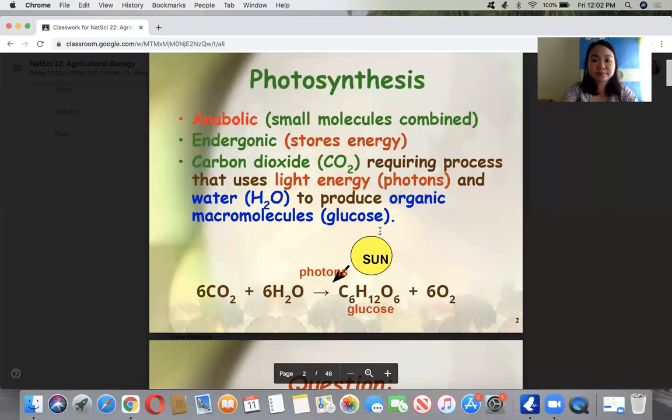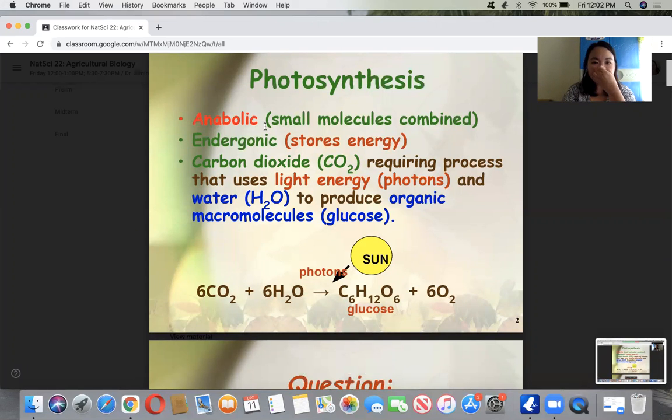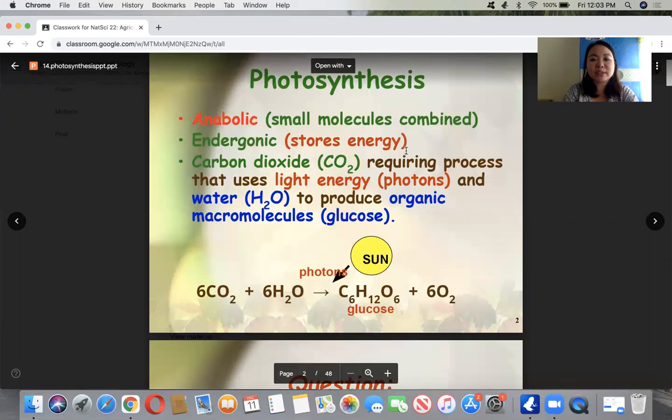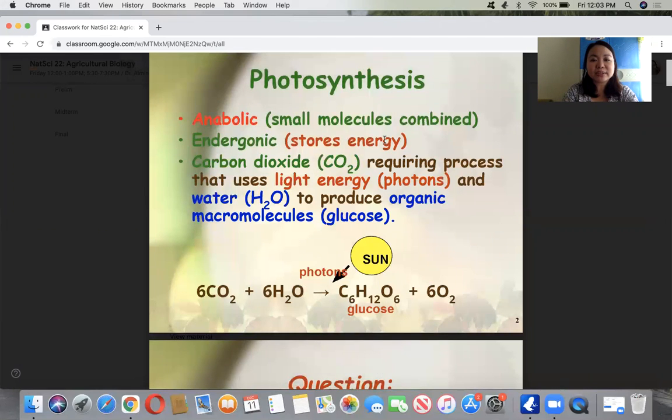I know you are very familiar with what photosynthesis is. It actually involves anabolic, or small molecules combination, and endergonic, or storing energy, and carbon dioxide, CO2, requiring process that uses light energy, photons, and water to produce organic molecules or glucose.